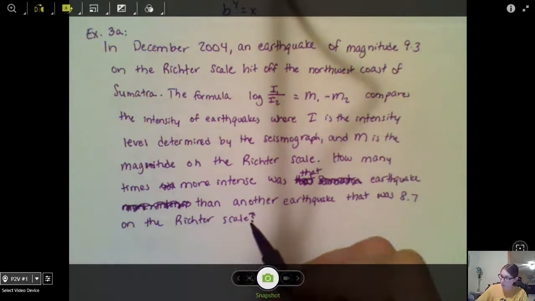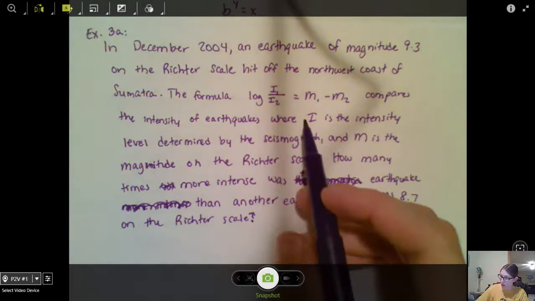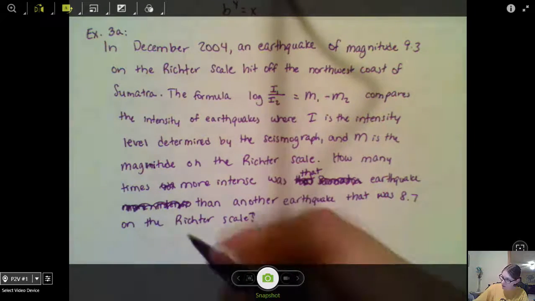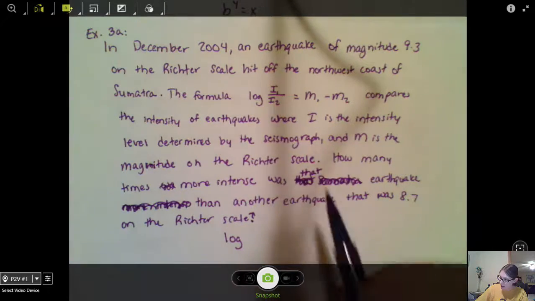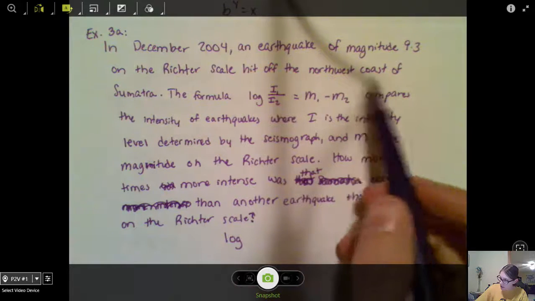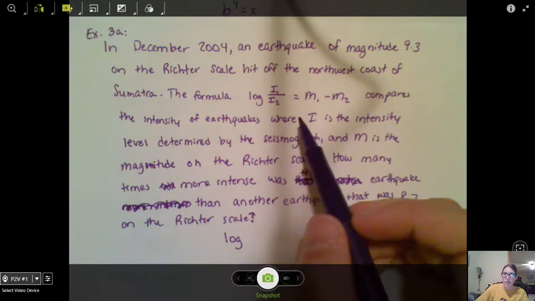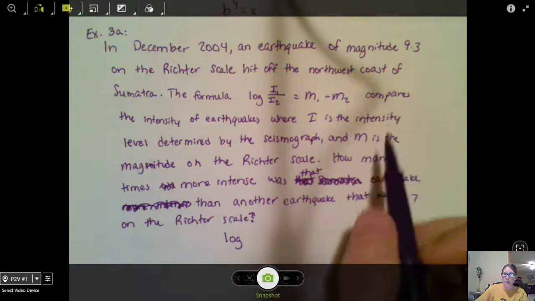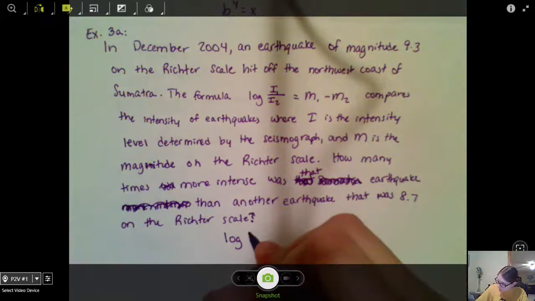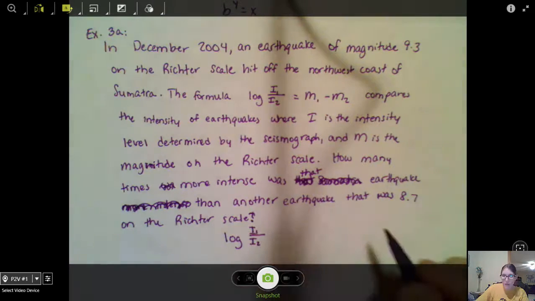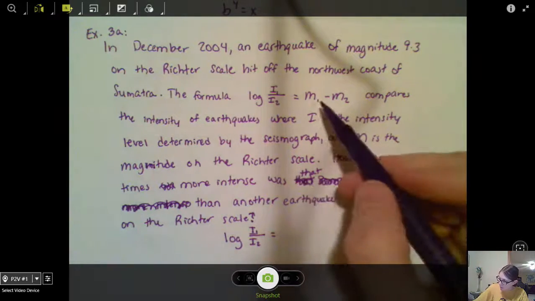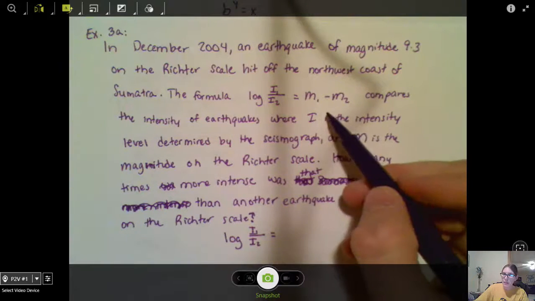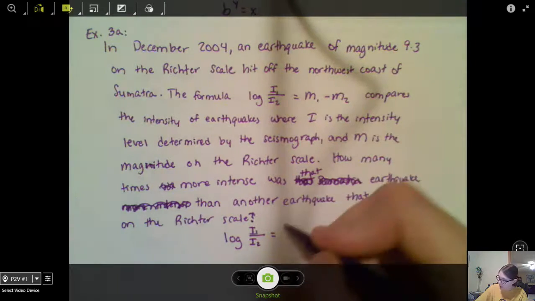To figure out how many times more intense the first earthquake was, we plug all of our values in here. Well, log of I1 over I2, are we given any of our intensities here? No, because 9.3 is the magnitude on the Richter scale, so is the 8.7. So I have to keep those as I1 and I2. The log of I1 over I2, though, equals M1 minus M2, subtracting my magnitudes. 9.3 minus 8.7.